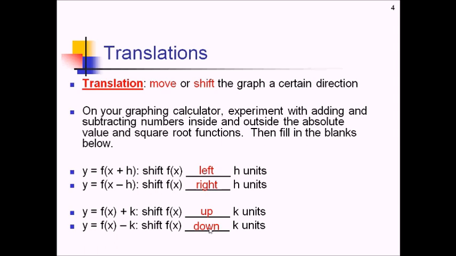So we're seeing kind of the same relationship here that we saw with the dilations. The inside changes are left-right. They affect the horizontal, and they're the exact opposite of what we expect. Adding inside shifted us in the negative direction. Subtracting shifted us in the positive direction. Outside changes, on the other hand, affect the vertical, the up-down, and they do exactly what they look like. Adding moves us up, subtracting moves us down.